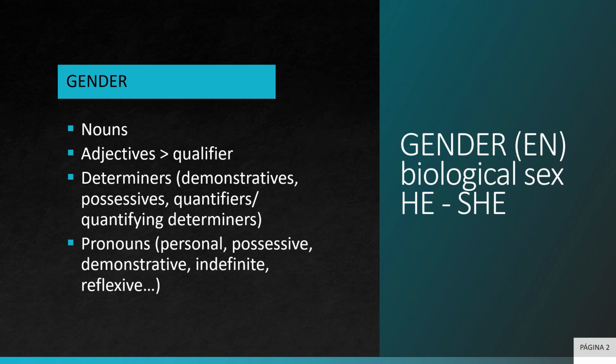What about determiners? Determiners are those grammatical categories which always premodify a noun, denoting distance, possession, quantity. For example, we have demonstrative determiners. These, that, these, those. This book. This premodifies a noun and denotes distance. Or those books. Those premodifies the noun books and also denotes distance.